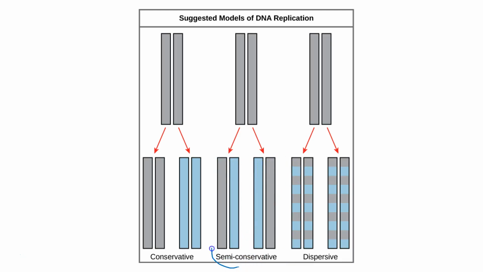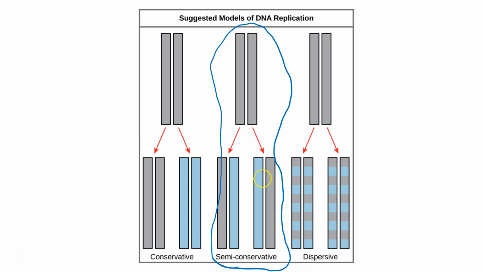There was a whole bunch of experiments done using E. coli and other things, and this was the model that was shown to be most likely to fit the data. So this is what we're going off here, the semi-conservative model. A double-stranded DNA breaks in half, and then each strand from that original one is used as a template to create a fully new strand. And then these become two new double strands.